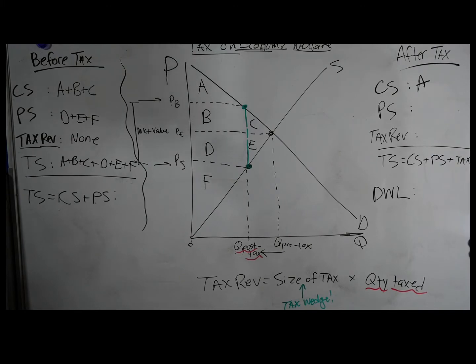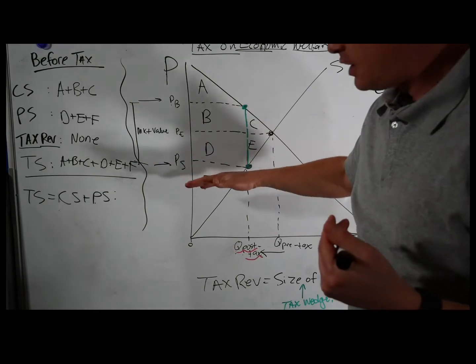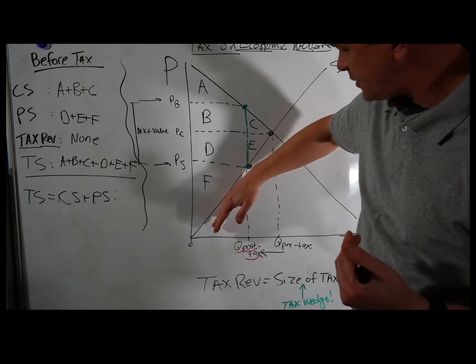Okay, let's do producer surplus. Well, we remember producer surplus is below price and above the supply curve. Below price, above the supply curve. Area F.